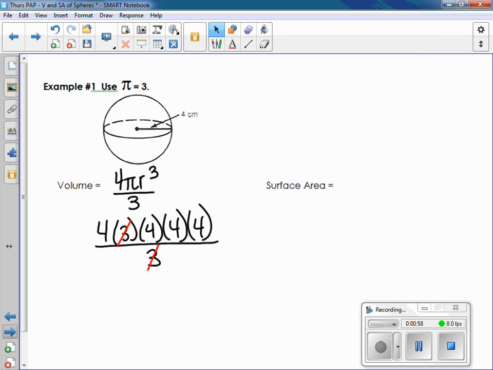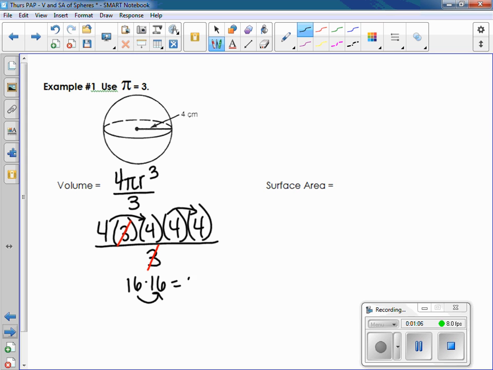They actually simplify. So now I just have to multiply 4 times 4, which is 16, and 4 times 4, which is 16, and 16 times 16 is 256. This is volume, so it's going to be centimeters cubed.